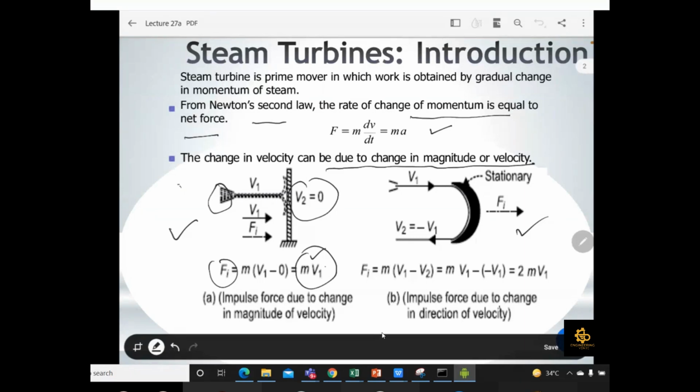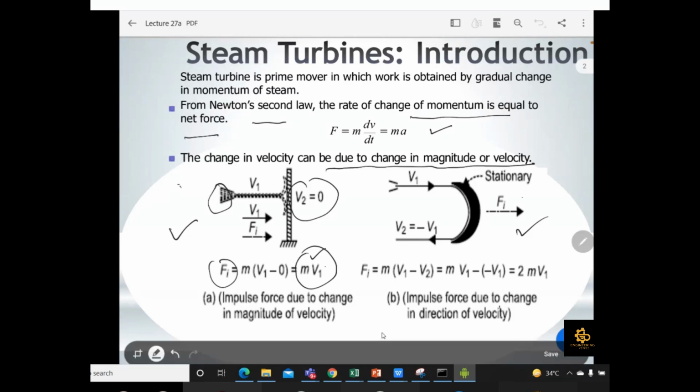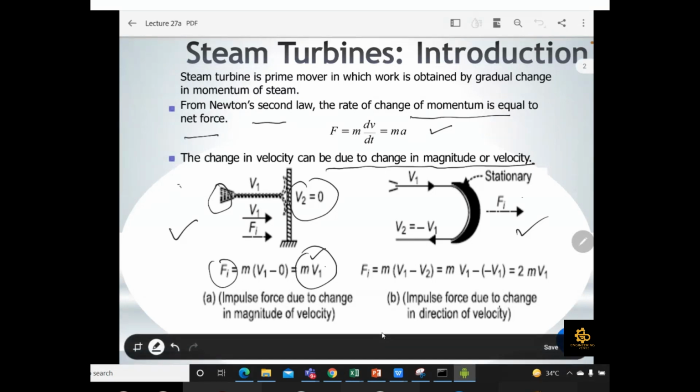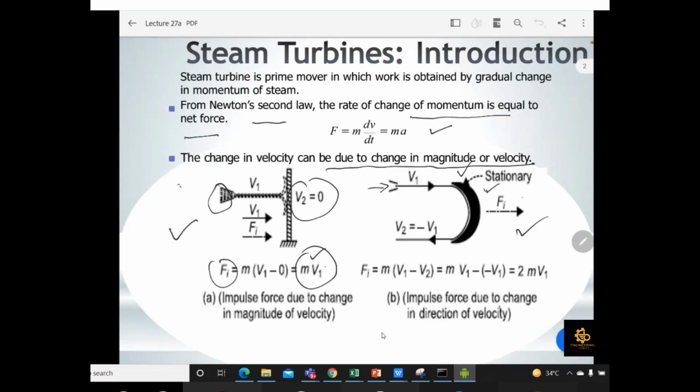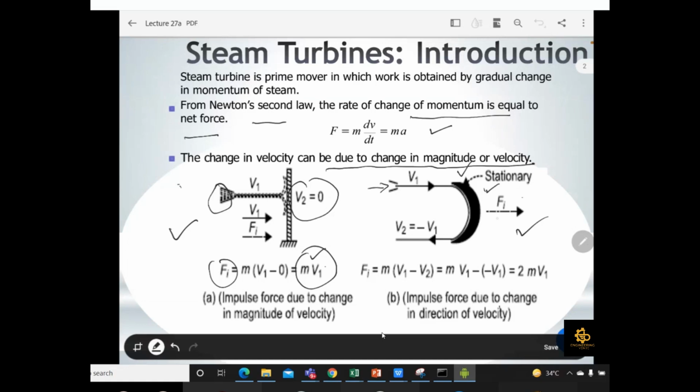Similarly, let's take an example where there is a curved body. In the second figure, if you notice, instead of a straight wall we have a curved wall. We throw steam from one side of this wall through the nozzle with velocity V1, and this is a stationary wall. The impulse force acting upon it will be equal to m(V1 - V2).